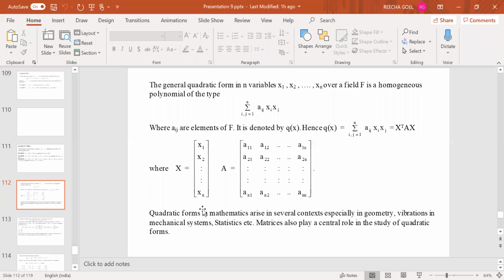And where do these quadratic forms lie? In geometry, you must have studied them, because every quadratic form represents a conic section.